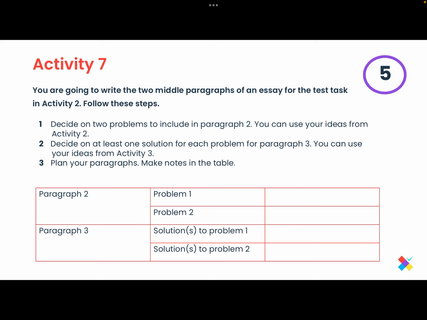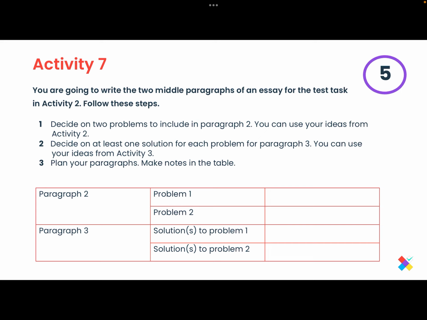It's really important you plan your paragraphs and make notes. Notes are very good at this point. I don't really recommend full sentences. And there are 2 ways you can go about it when you have a problem and solution. You can either choose a paragraph which has problem, problem, and then solution, solution, or you can follow a different plan. In paragraph 2, you can have problem, solution, problem, solution. So you can alternate. And then in paragraph 3 again, problem 2, solution 2.